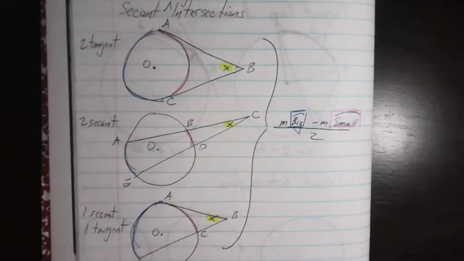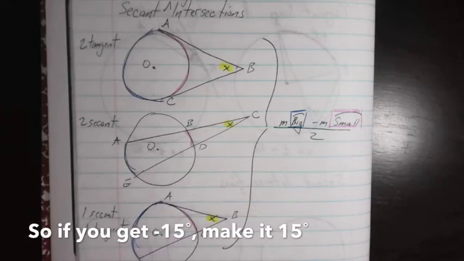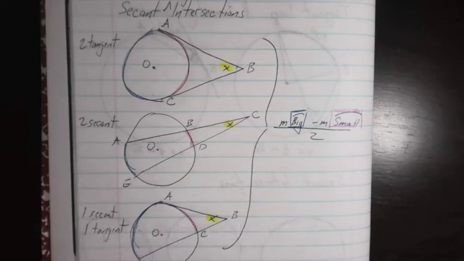And suppose you make a mistake and just say, oh, I put the small one first and the big one second. You'll get a negative answer, and then just make sure your final answer is positive. Remember, angles can't be negative. And that's it. So let's try an example.